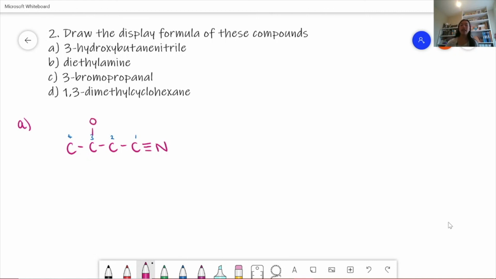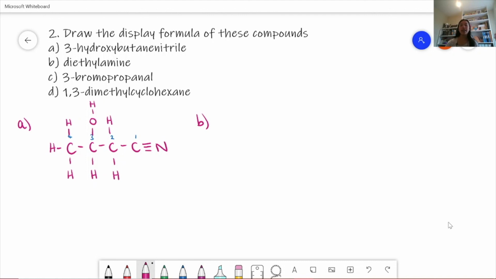And now it's really easy to forget that you're drawing the display formula and draw the OH together. But it's really important to remember that for display formula, we need to show every single bond. So you can get marks off if you just write OH. And then we have hydrogens everywhere else. And we don't have a hydrogen on the carbon with the nitrogen attached.